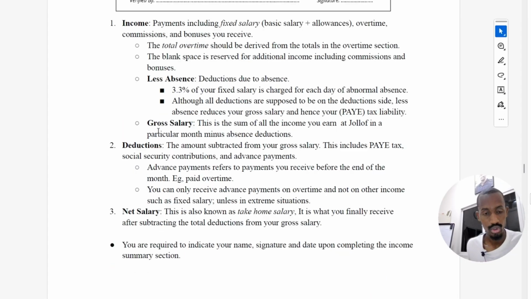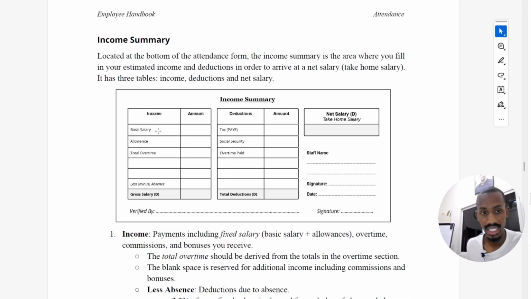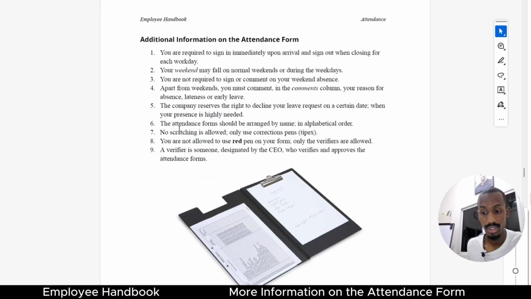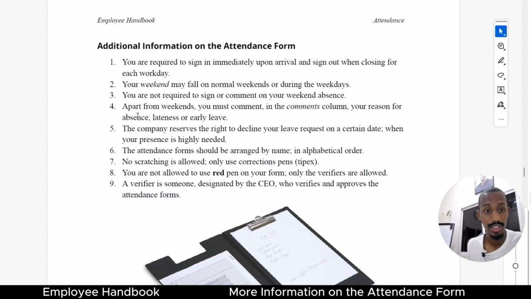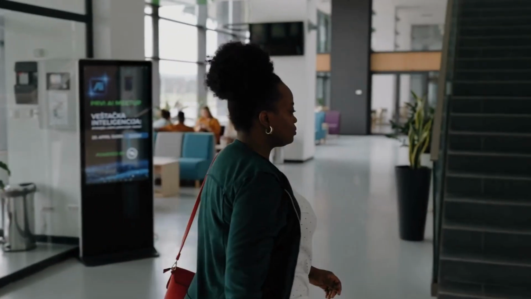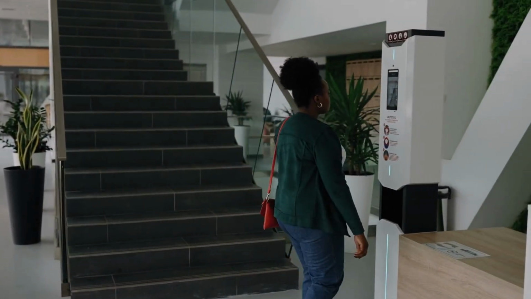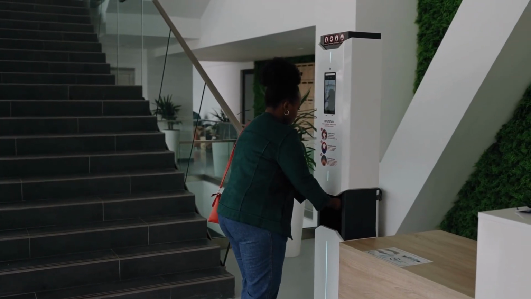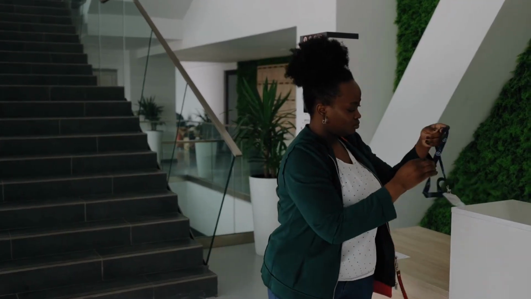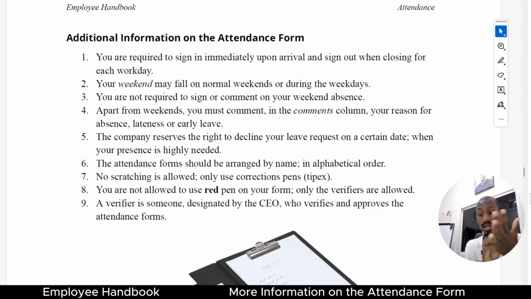All right. So we've talked about the income side. Now let's talk about additional information with regard to the attendance form. You are required to sign in immediately upon arrival and sign out when closing for work. At Jollof Events, many people are fond of waiting 4 or 5 days before filling the attendance form. They'll say, on Monday I came on time, on Tuesday... You should not do that, please.